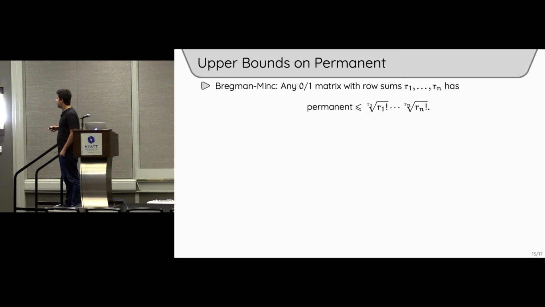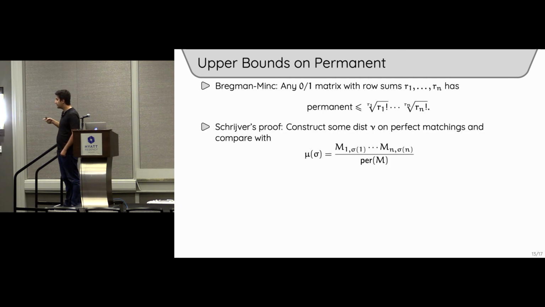But what is important is Schrijver's proof for this upper bound. Okay? So Schrijver basically constructed this proof method that follows along this line. You construct two distributions on the set of perfect matchings. One distribution nu I'll tell you later. The other distribution is the normal distribution, where you just take a perfect matching with probability proportional to its contribution to the permanent. Okay?